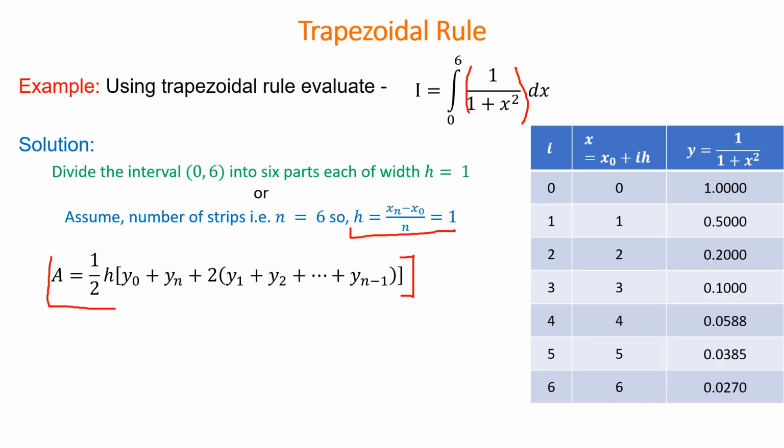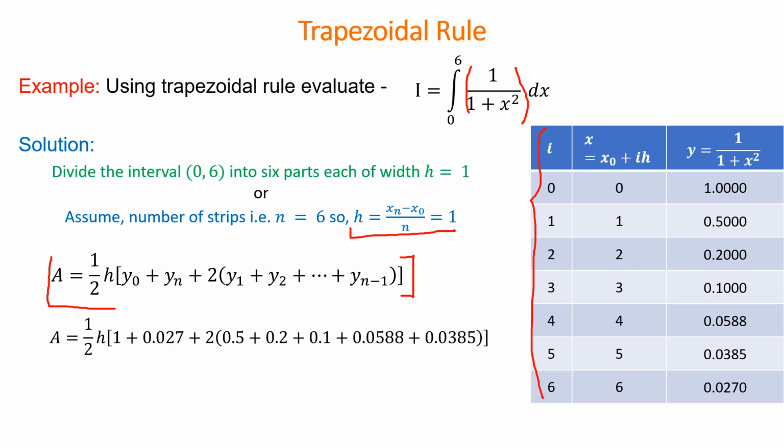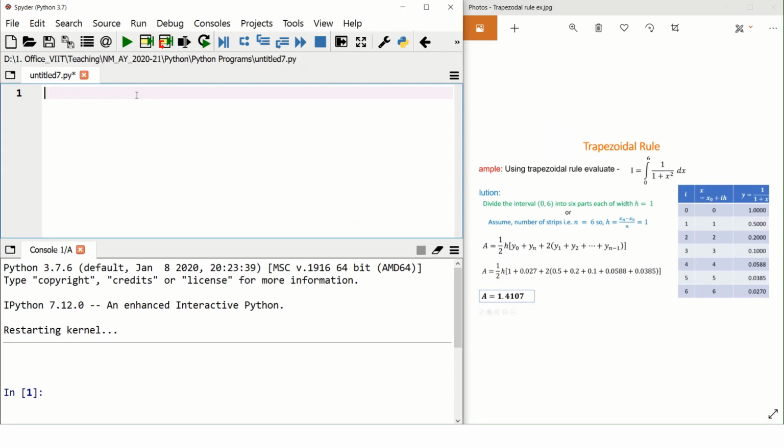So various values of y, that is f of x of i, is calculated in this table. Then we put all the values of y in the given formula of trapezoidal rule and calculate the integration value. The same procedure we are going to follow in the program also. Let's start with the program for the given problem statement.